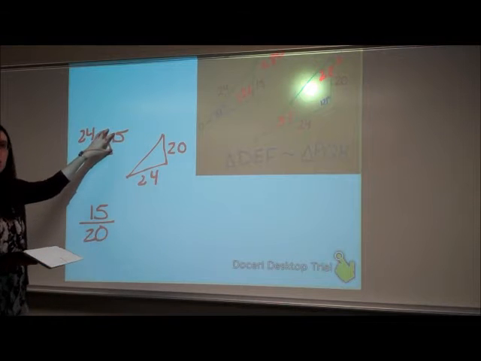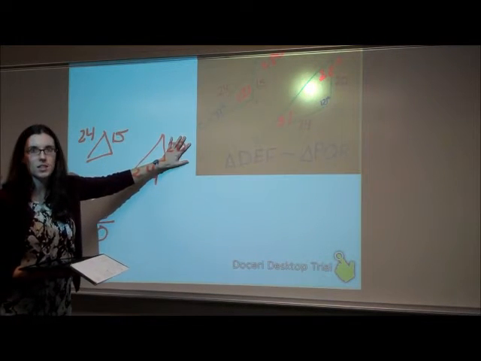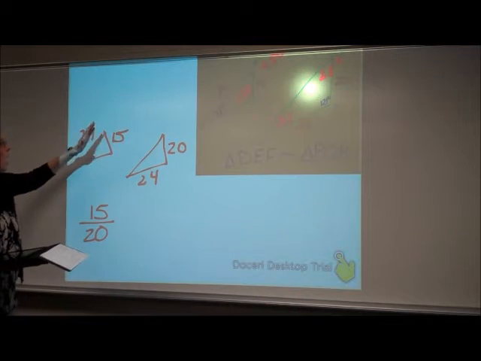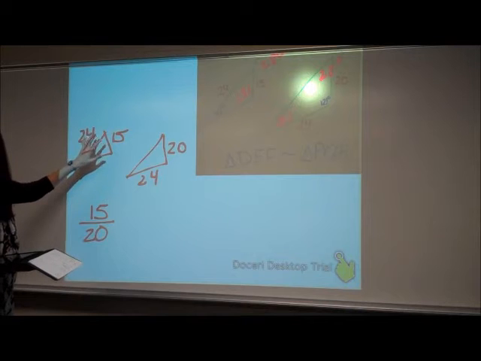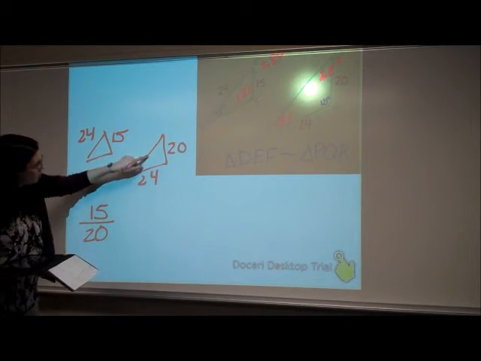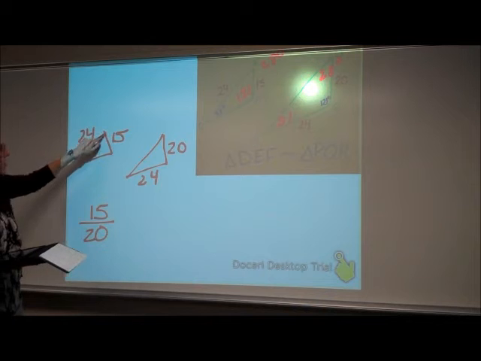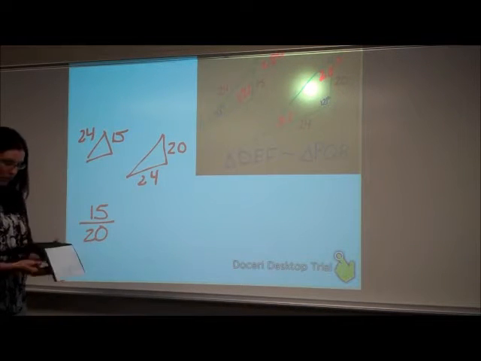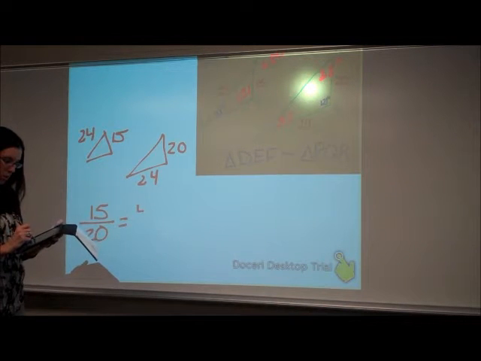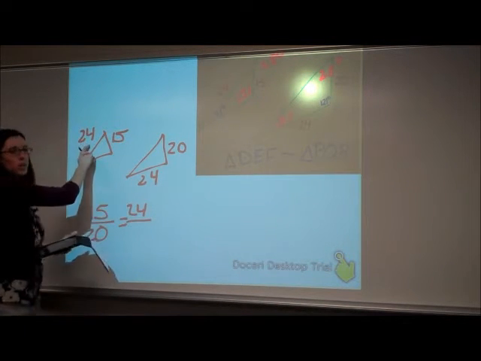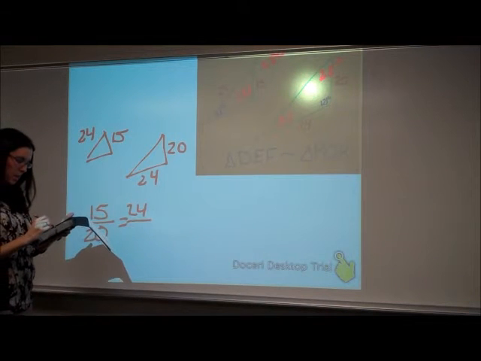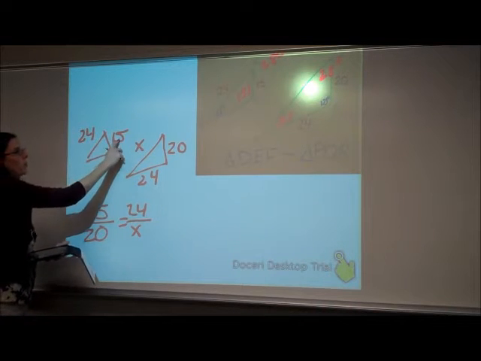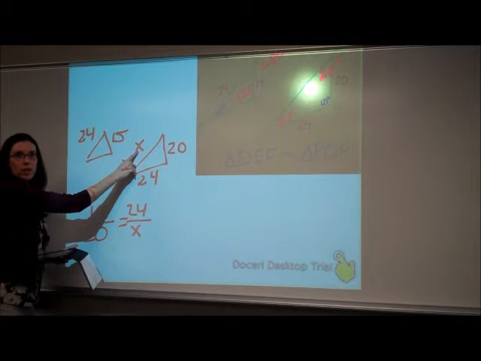So that's telling me how much I enlarged this shape to get this one. In order to find this side, I need to look at its corresponding side in this triangle. For this line, it would be this line, which is 24. 24 was with the 15. 15's in the top, so I need to put this 24 up here. I'll call that x. So I'm going to find x. So 15 over 20 equals 24 over x.